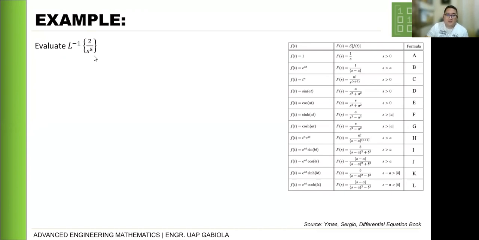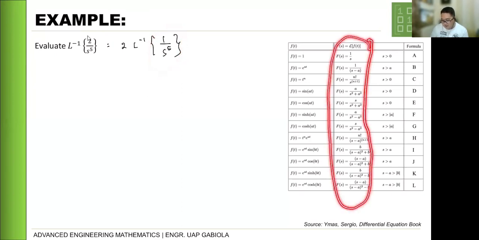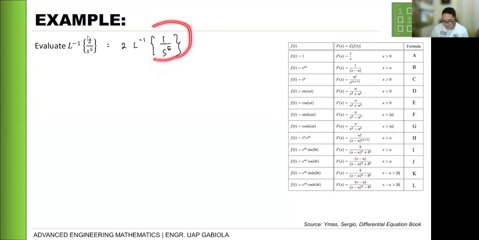Okay, so as you can see here, we have a constant in the numerator. From the definition of property 1, we can already factor that out. So we have 2 L negative 1 of 1 over s raised to 5. If you have this as your function, all you need to do is check the second column, which is our transform equations. As you browse here, what can we identify that is somewhat similar to this?